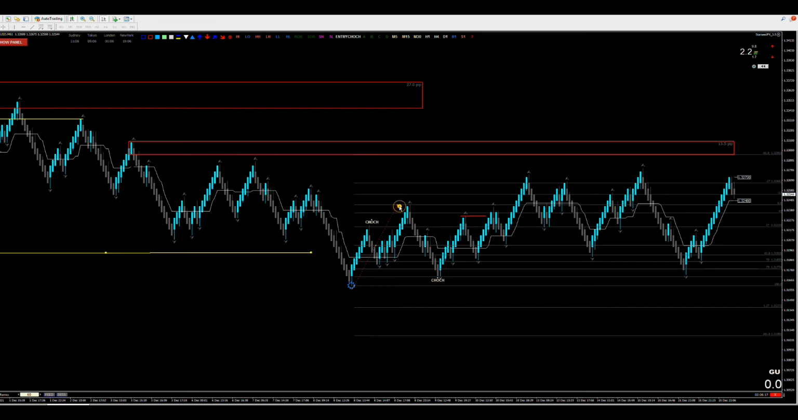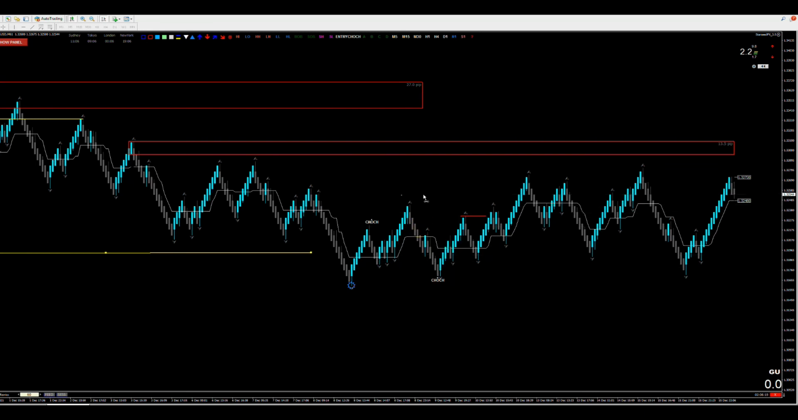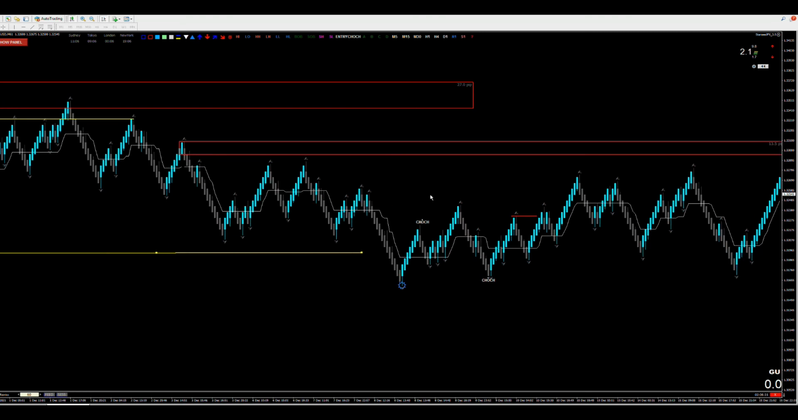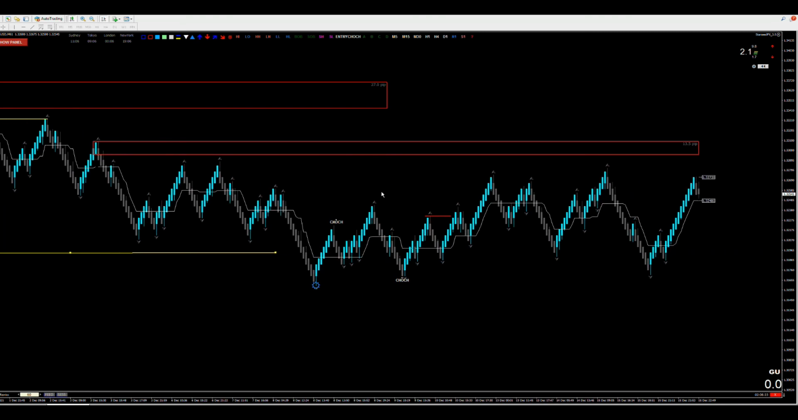Another nugget, if you want to use Renkos: the wicks represent higher highs or lower lows on the lower time frame, the same way as with candles. Not really much of a difference. It's just how it's looked at. People wonder, oh, it's a different scenario, it's a whole different way of trading. It's the same way we trade. It's just a cleaner look.